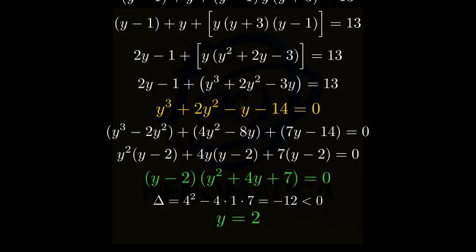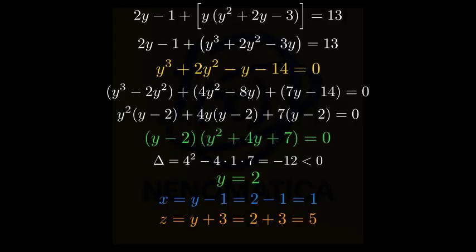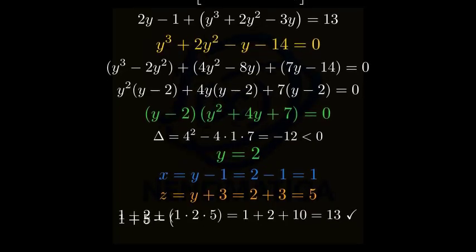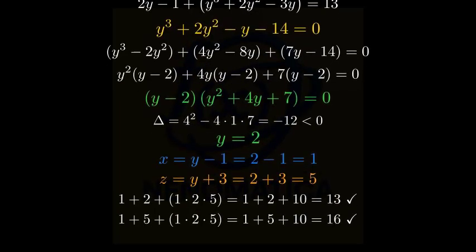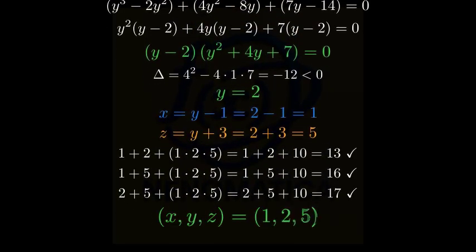Back substitute into x equals y minus 1 and z equals y plus 3. X equals 1. Z equals 5. Finally, verify in all 3 equations. 1 plus 2 plus 10 equals 13. 1 plus 5 plus 10 equals 16. 2 plus 5 plus 10 equals 17. The solution checks.